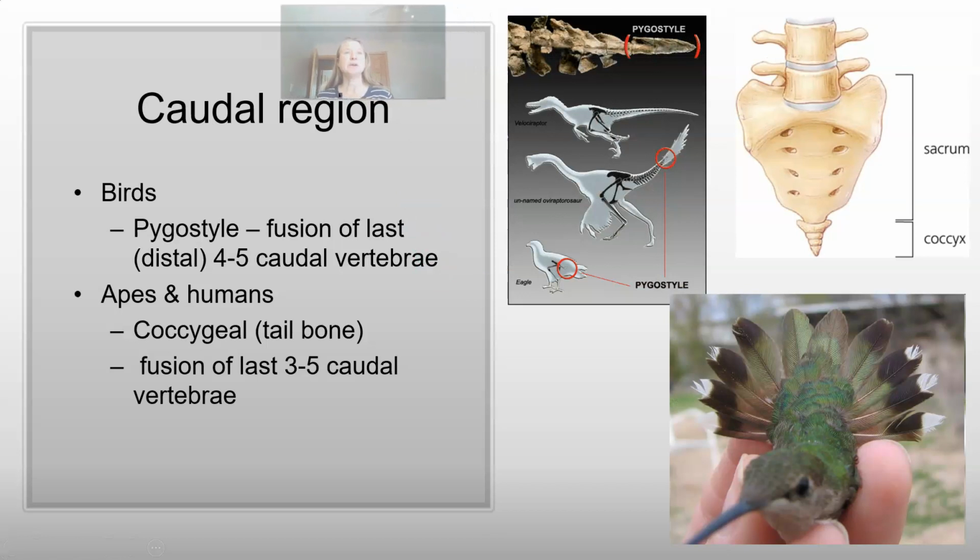All right. With the caudal region, we can talk about it a little bit more in birds and dinosaurs. You start to see, at least in some dinosaurs, like here's the oviraptor, this fusion of these caudal vertebrae becoming the pygostyle that we see also in eagles and here. Again, just to remember that we're talking about this area. And here on this cute little hummingbird, it shows you this. So in apes and humans, we have the coccyx, or tailbone, we call it. And it's that fusion of the last 3 to 5 vertebrae.